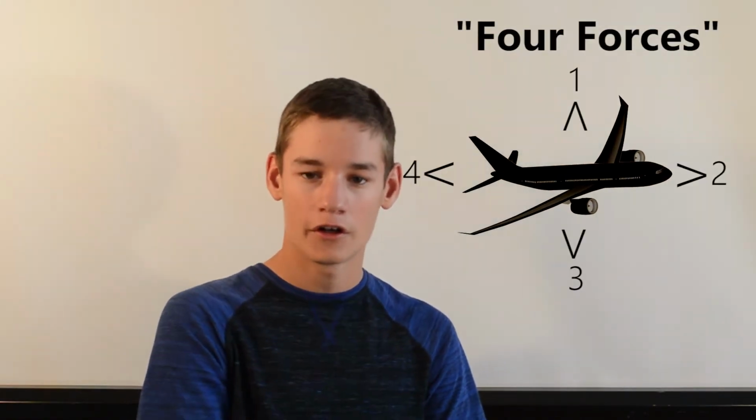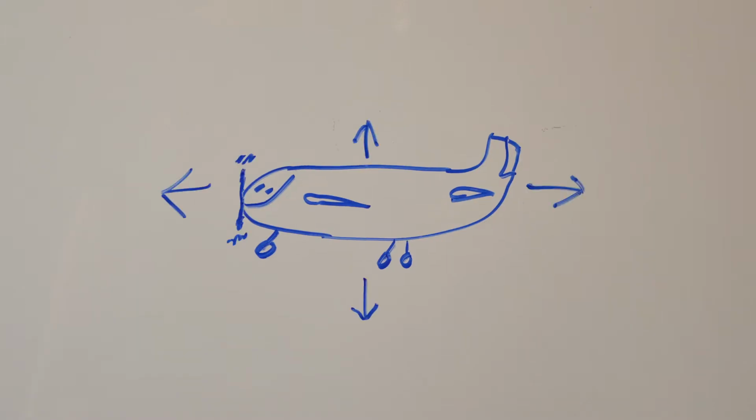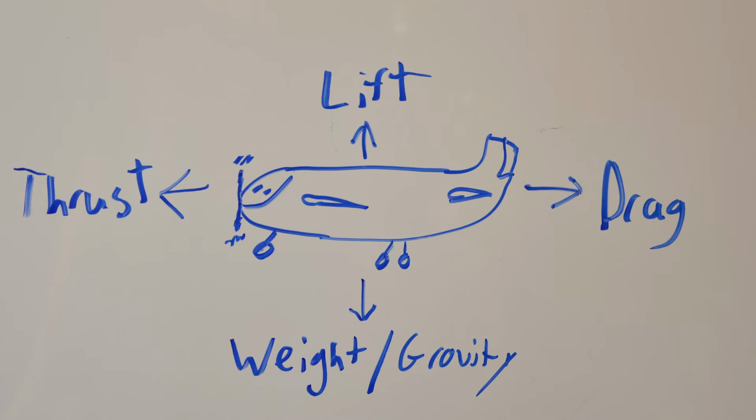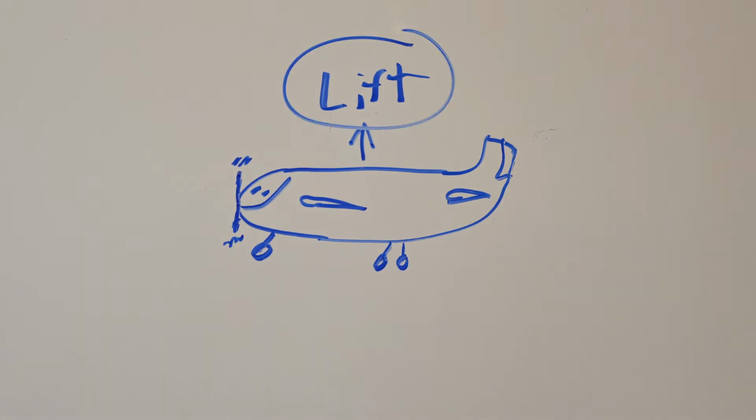Now, in order to understand lift to its fullest potential, we have to understand what an airplane is first, and we're going to start it off really simply by talking about something called the four forces on an aircraft. Every aircraft usually has four forces acting on it: thrust, lift, weight, and drag. We're going to be focusing primarily on lift for this video and how it's generated.